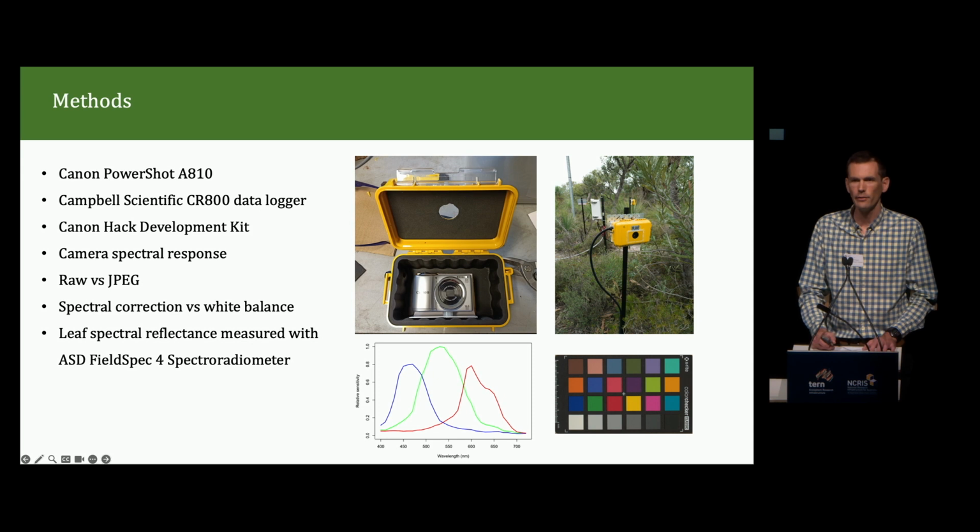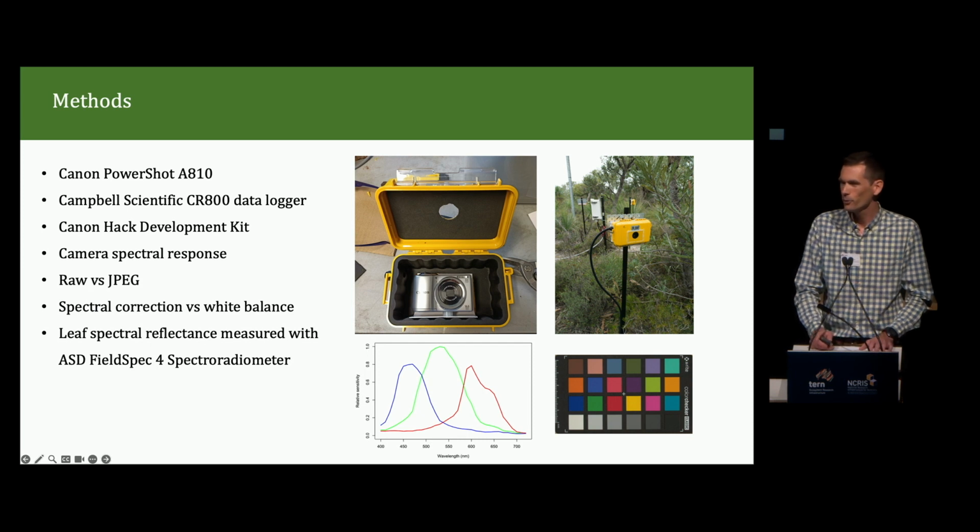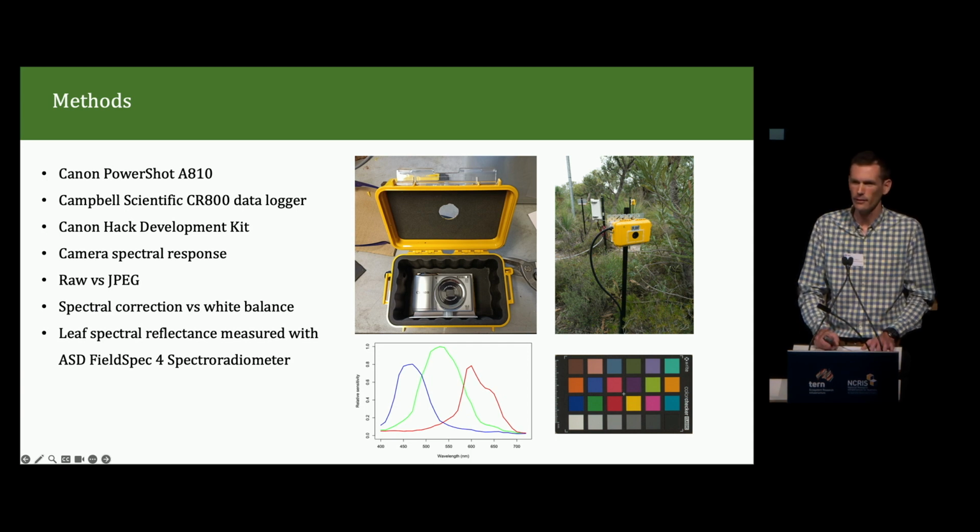A critical piece of information you need to have for this whole technique is the spectral response of the camera. And this is quite difficult to measure. You need a specialist piece of equipment, and despite my best efforts, I could not get hold of it. So I had to develop a technique to estimate that, and that is what those RGB curves that you can see are.